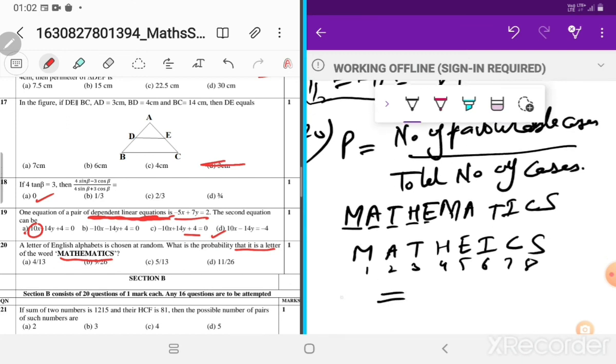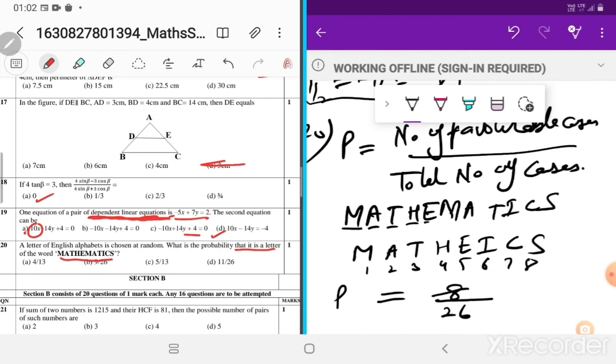So the total number of favorable cases is 8. Now what is the total number of cases? Total alphabets are 26. So our probability is 8 upon 26. It may come like this also, depending upon the options. So we'll check the options. It is not there, so we have to cancel it.